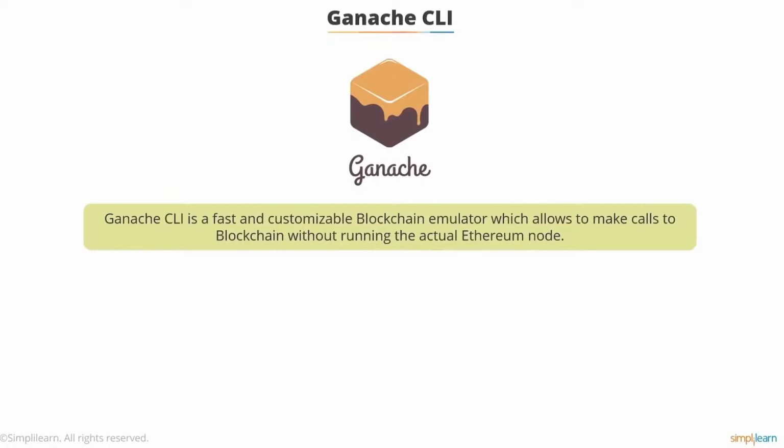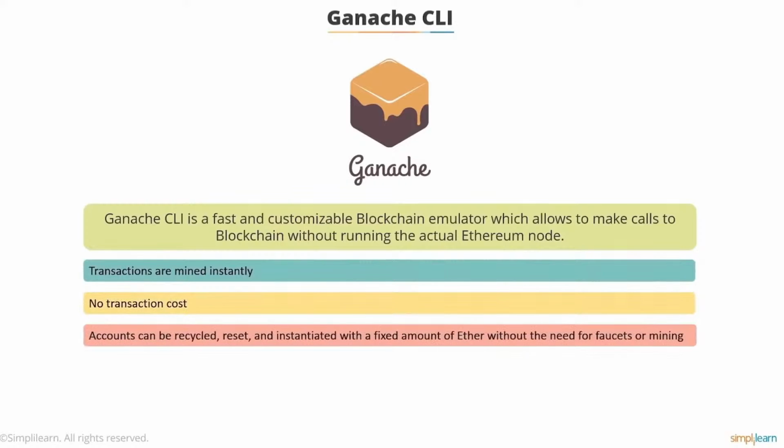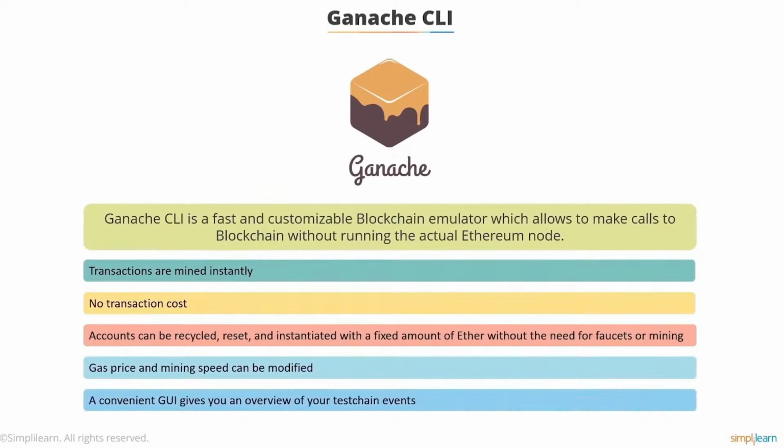Following are some of the properties of Ganache. Firstly, transactions are mined instantly. Secondly, no transaction cost. Thirdly, accounts can be recycled, reset, and instantiated with a fixed number of Ether without the need for faucets or mining. Fourthly, gas price and mining speed can be modified. Fifthly, a convenient GUI gives you an overview of your test chain events.